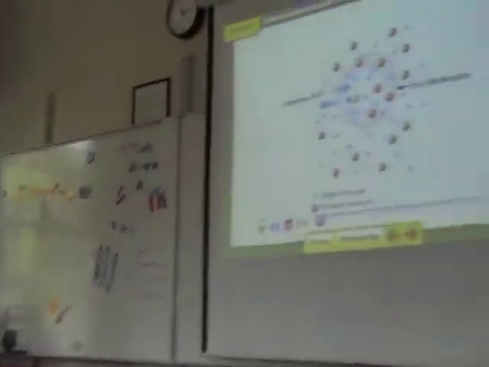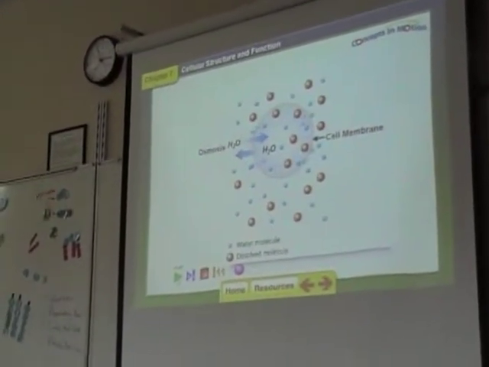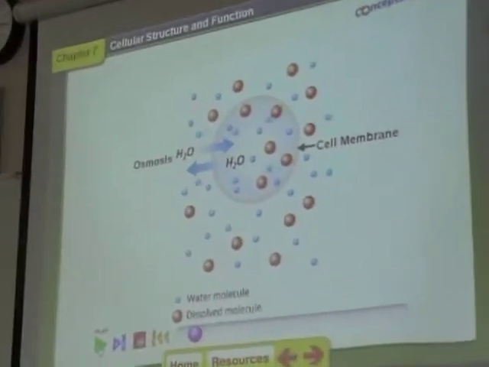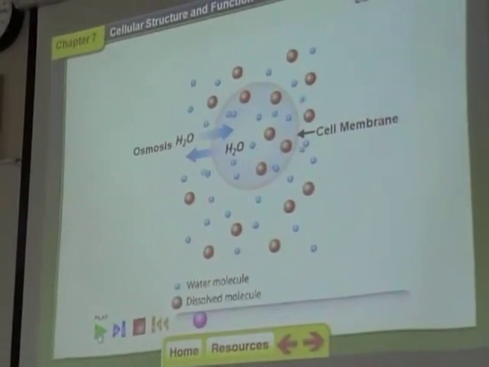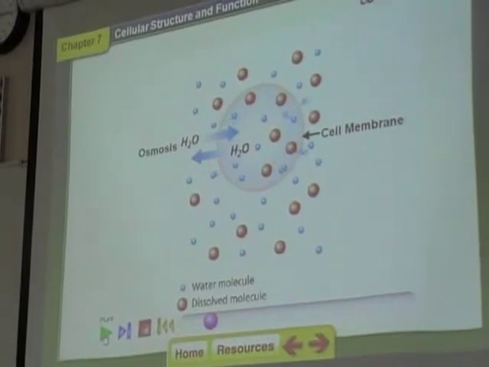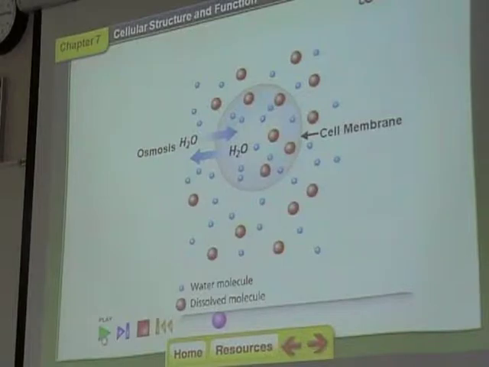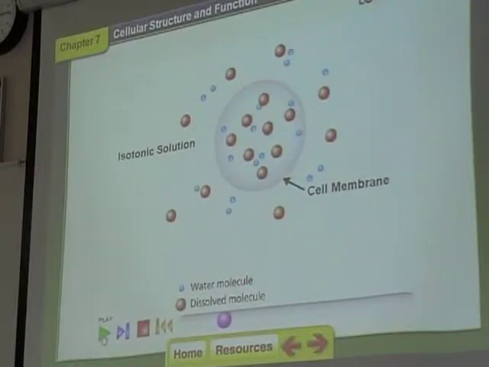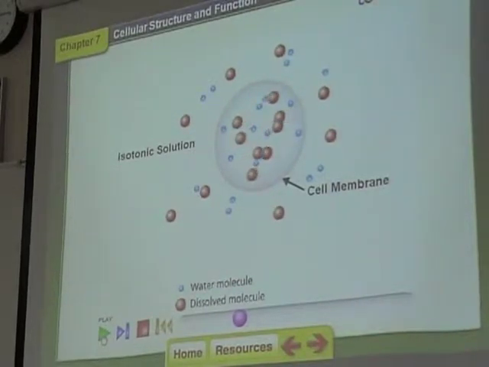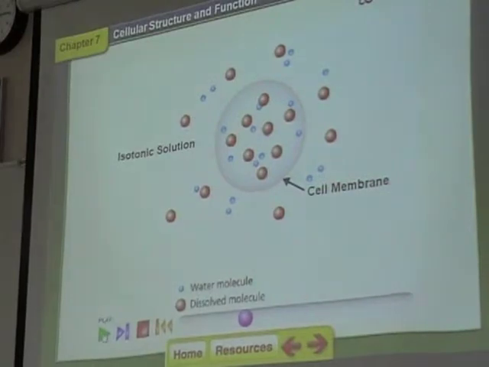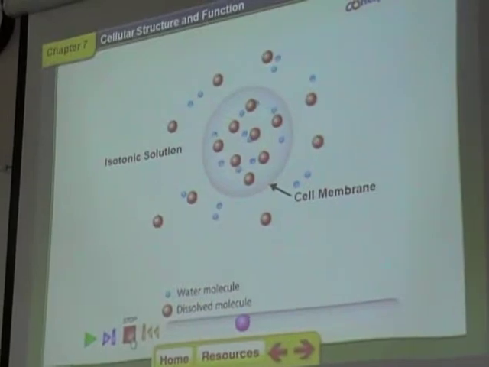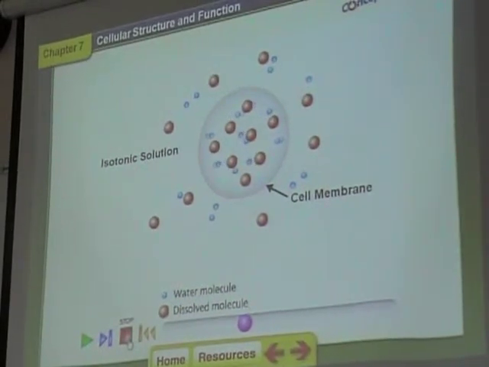During osmosis, water diffuses across the cell's selectively permeable plasma membrane. Regulating the flow of water through the plasma membrane is an important factor in maintaining homeostasis of the cell. Let's look at three examples. In an isotonic solution, the concentration of dissolved substances in the solution is the same as the concentration of dissolved substances inside the cell. Likewise, the concentration of water in the solution outside the cell is the same as the concentration of water inside the cell.